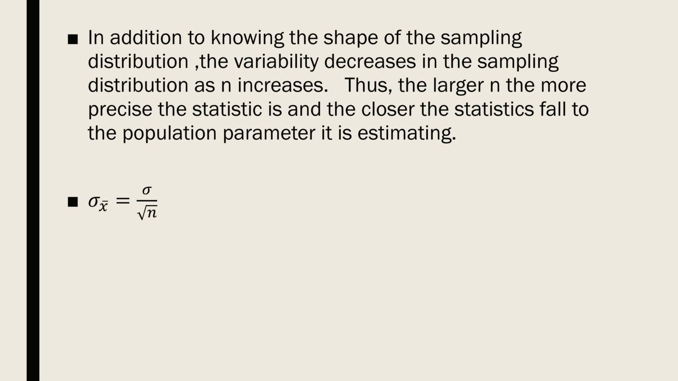In addition to knowing the shape of a sampling distribution, the variability decreases in the sampling distribution as n increases, which is implied by the formula here. The sigma of x bar equals sigma divided by the square root of n. As n increases, this ratio decreases. Thus, the larger the n, the more precise the statistic is, and the closer the statistics fall to the population parameter it is estimating.